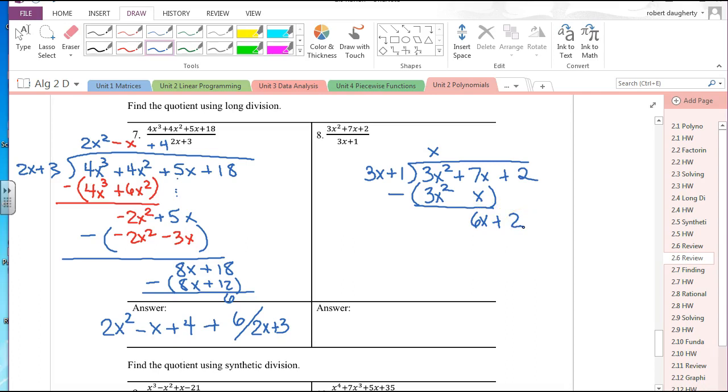plus 2. What do I multiply 3x by to get 6x? That is a 2. So then I get 6x plus 2. When I subtract that, I get 0. So there's no remainder. So in this one, when you divide 3x squared plus 7x plus 2 over 3x plus 1, your answer is x plus 2.